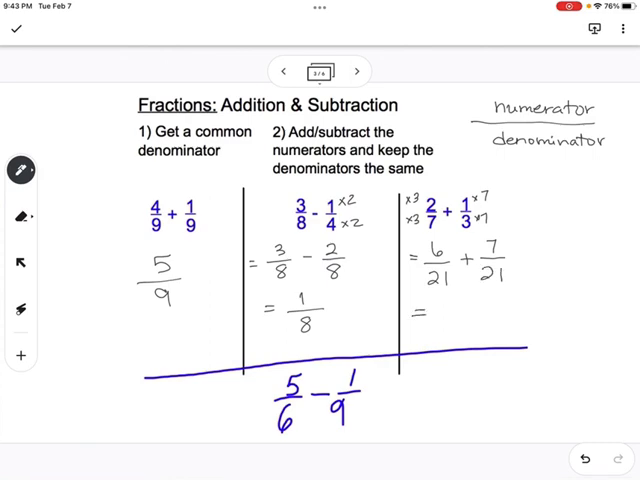Now that we have a common denominator, we're going to add the numerators. So we have 6 plus 7. That gives us 13/21.